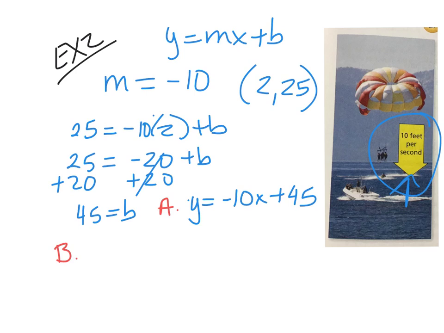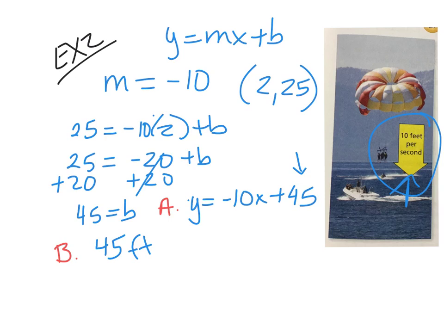When it comes to the parts that they want to know, B asks, at what height were you parasailing? Out of this equation, it tells us where we started. Which number tells us where we started? 45 feet. So for B, we just have to answer 45 feet is where I started before they started pulling.